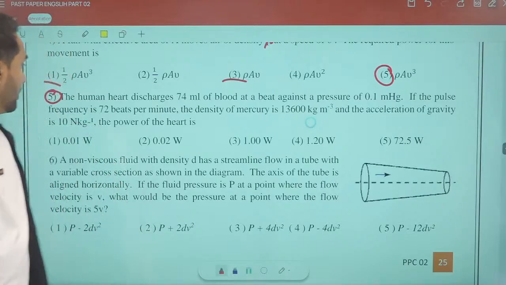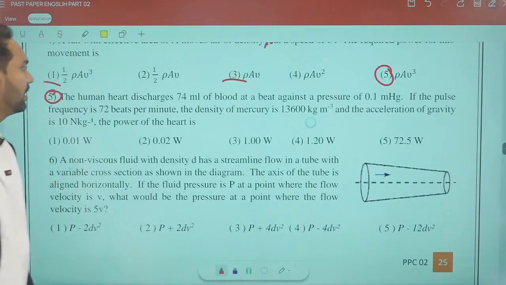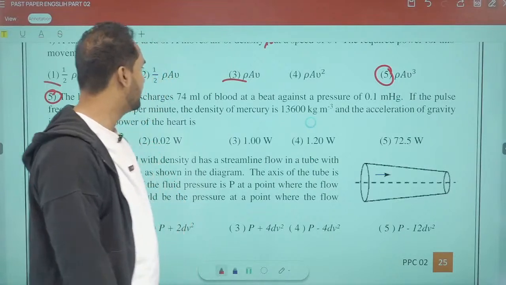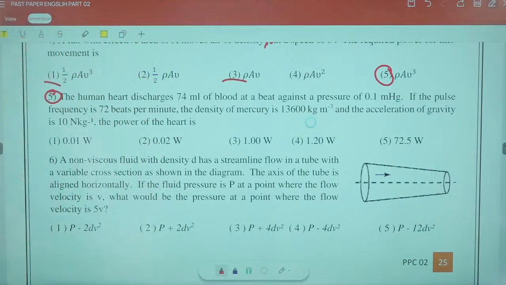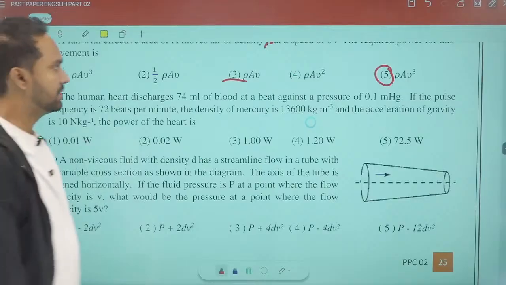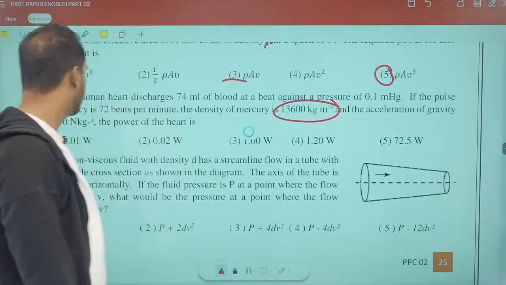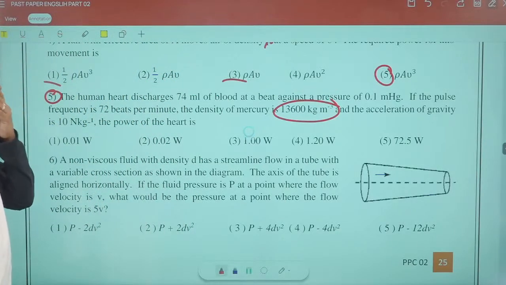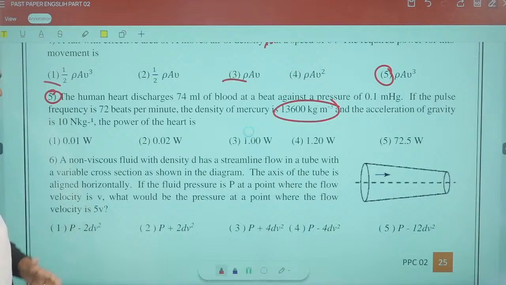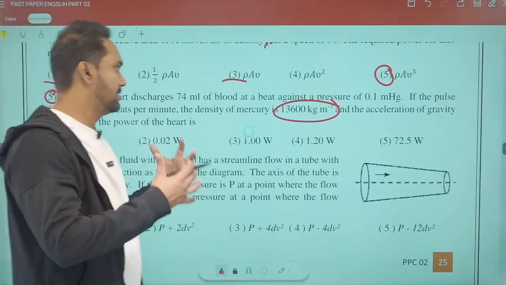So let's do this. Fifth one. The human heart discharges 74 milliliters of blood at a beat against a pressure of 0.1 meter Hg. That's meter Hg that is given. If the pulse frequency is 72 beats per minute, the density of mercury is 13,600 kilogram per cubic meter, and the acceleration of gravity is 10 Newton per kilogram. The power of the heart is, they're asking the power of the heart.